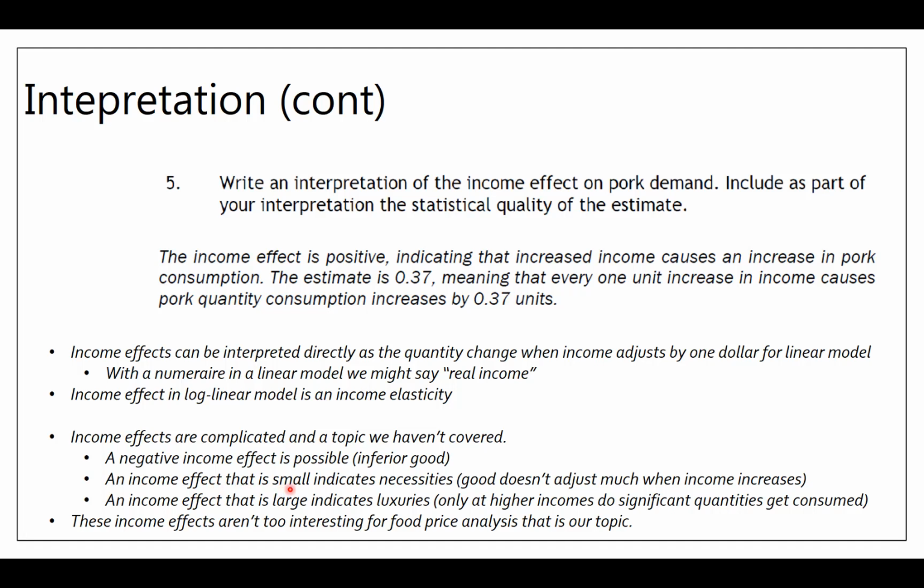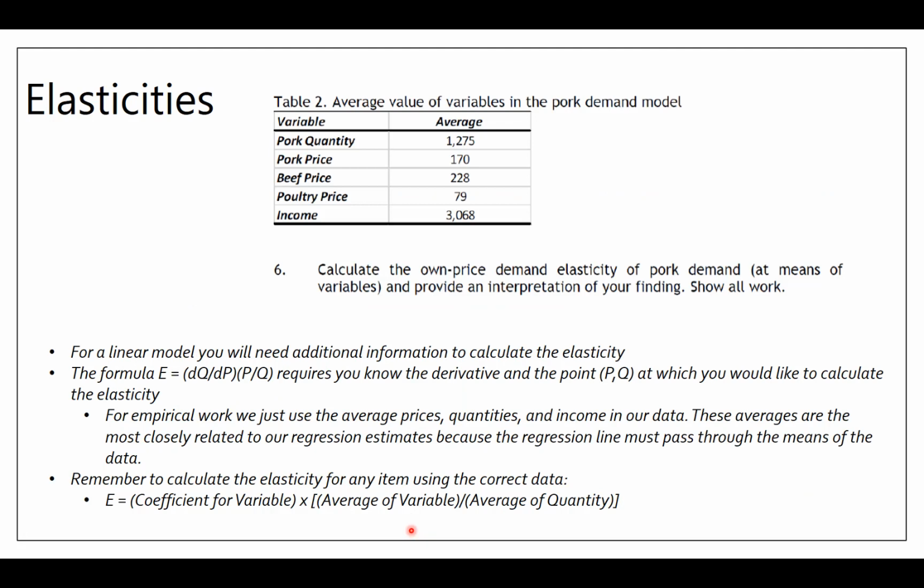An income effect that is relatively small indicates necessities. It means more income doesn't make you want more of it; it's just something you don't increase that much. And then, of course, large income effects tend to be luxuries. As your income gets large, you consume them more and more. That's where more disposable income goes. Again, we've been mostly focused on ag prices and food prices, so income effects aren't a big piece of what we want to do.